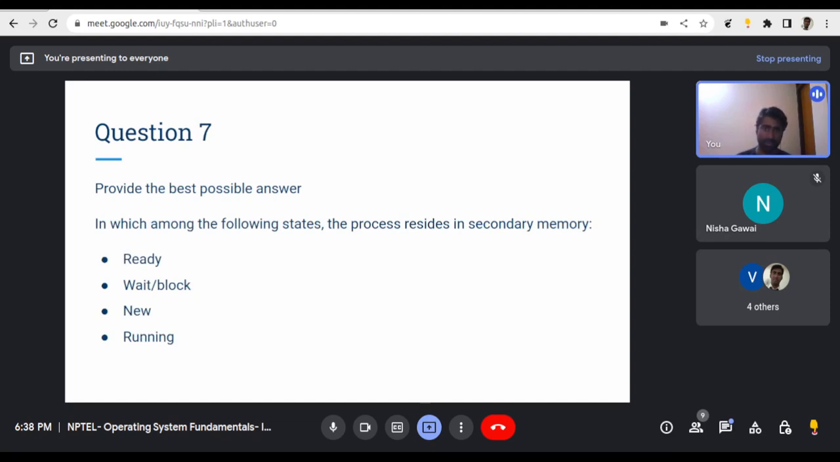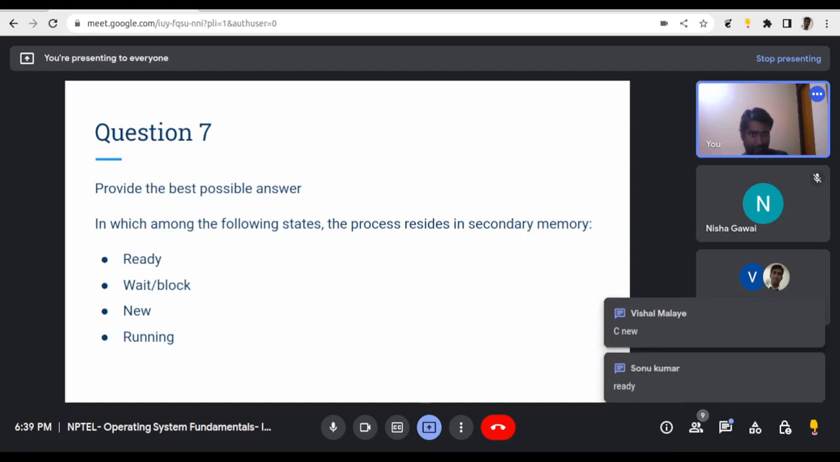Which among the following states does the process reside in secondary memory? Is it the ready state, the waiting or blocked state, the new state, or the running state? Would anyone like to contribute to this? Secondary memory is not RAM, right?